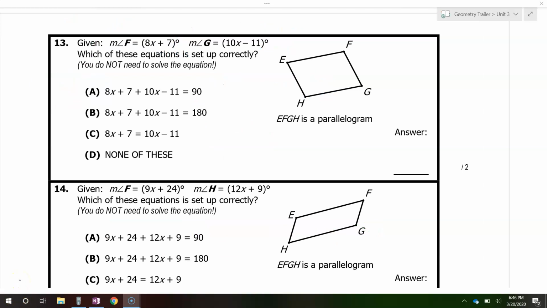Let's see. Angle F is 8x plus 7. So angle F is here. I just like to color coordinate as much as I can. Angle G is here. Are these going to be congruent, or will they be supplementary? These are going to be supplementary.